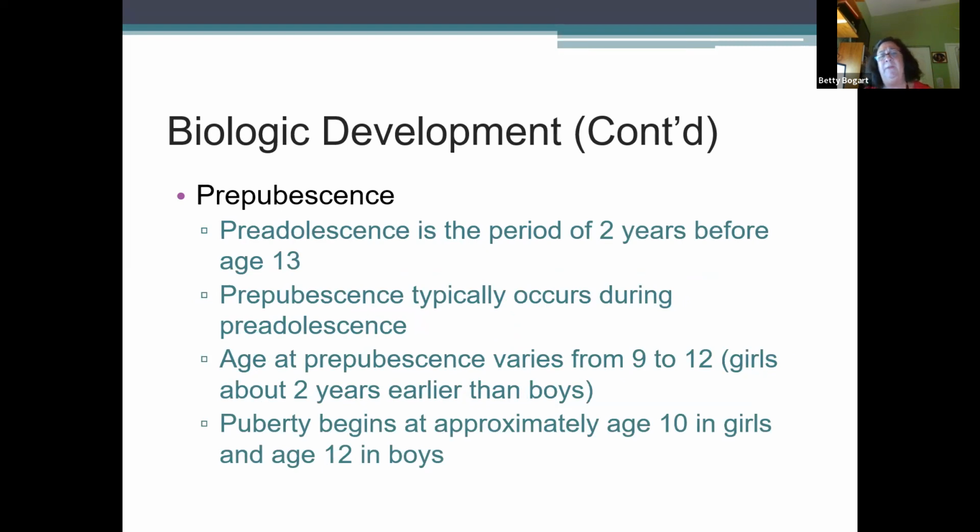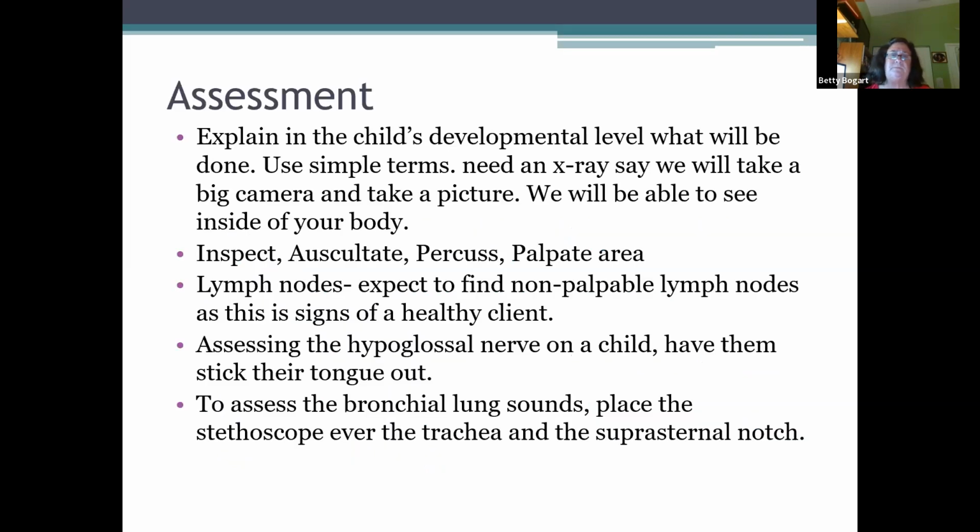So puberty, prepubescence, just know that puberty in girls starts at age 10, and it's usually 2 years later in the boys. So the boys would be at 12 years old, and that's the beginning of puberty, usually.